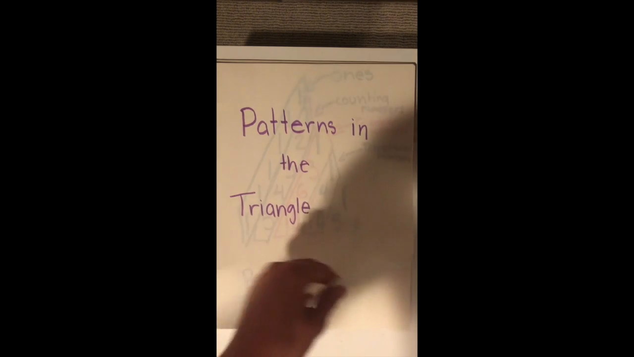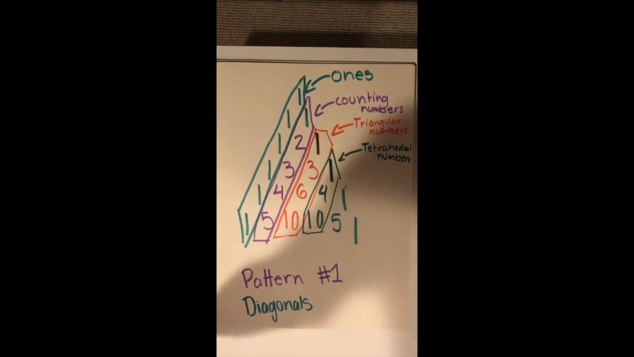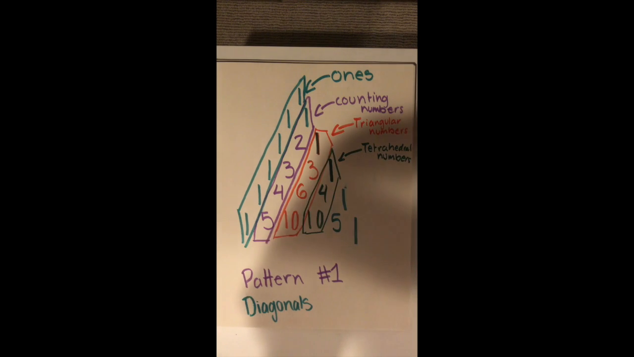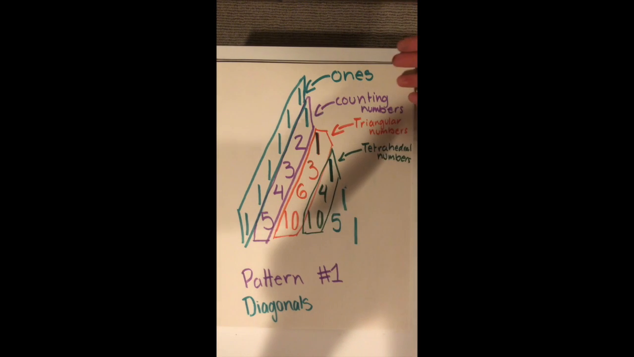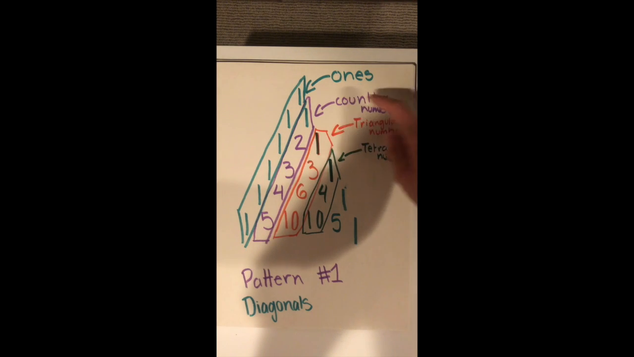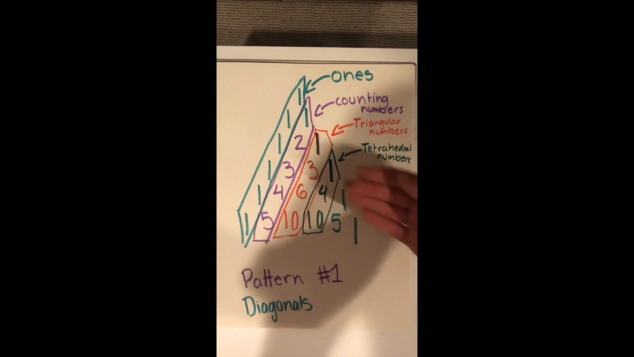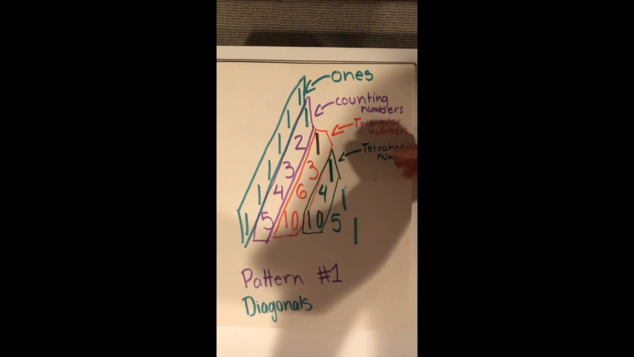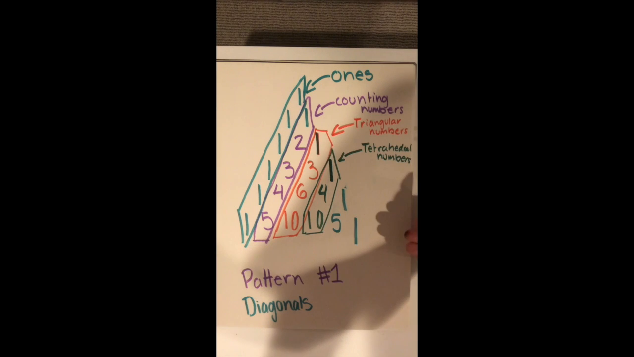Patterns in the triangle. Pattern number 1, the diagonals. In the diagonals, you can see that each row has a different pattern. In the first row, you have the ones. In the second row, you have the counting numbers. In the third row, you have the triangular numbers. And then the fourth row, you have the tetrahedral numbers, and so on and so forth.